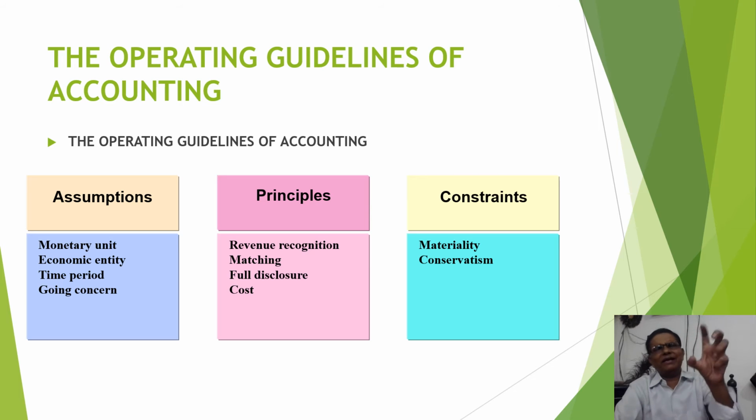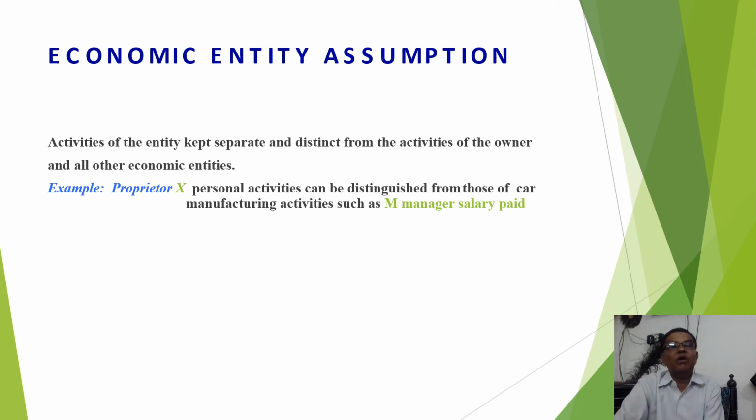Materiality means what is material, what is important at a particular time, we should record. Otherwise, we will leave it, if that does not make any difference in the accounting or to the decision maker. And conservative means future profit should not be recorded, but the future losses, if known to the date of the balance sheet, should be recorded.